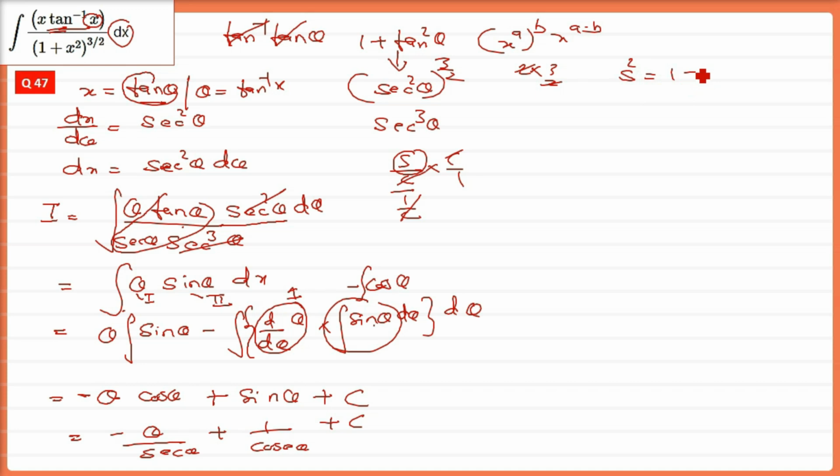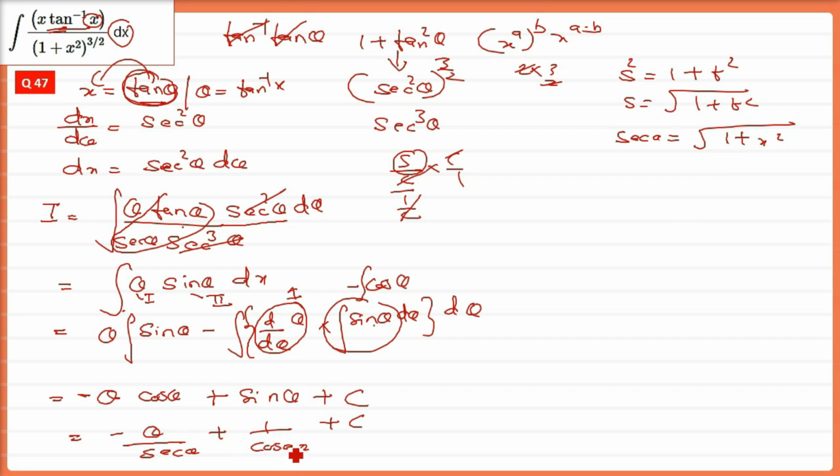Sec square theta is 1 plus tan square theta. Sec theta will be under root 1 plus tan square theta. Tan theta is already there. So this sec theta will be under root 1 plus tan square theta, which is 1 plus x square. So sec theta can be written as under root 1 plus x square.